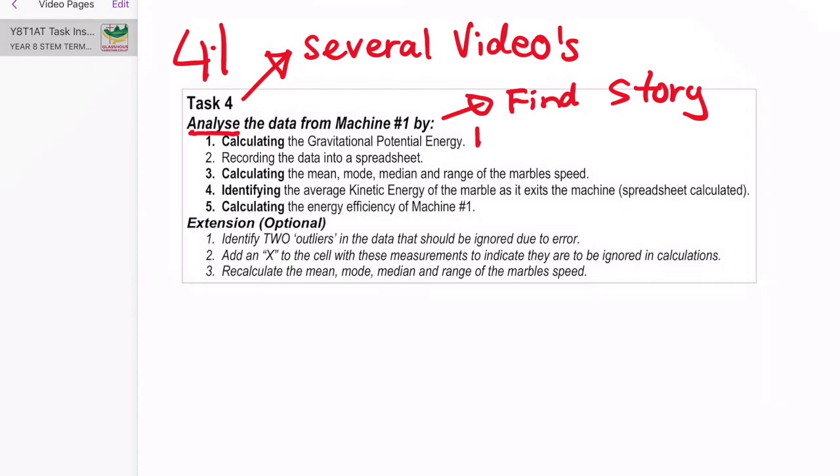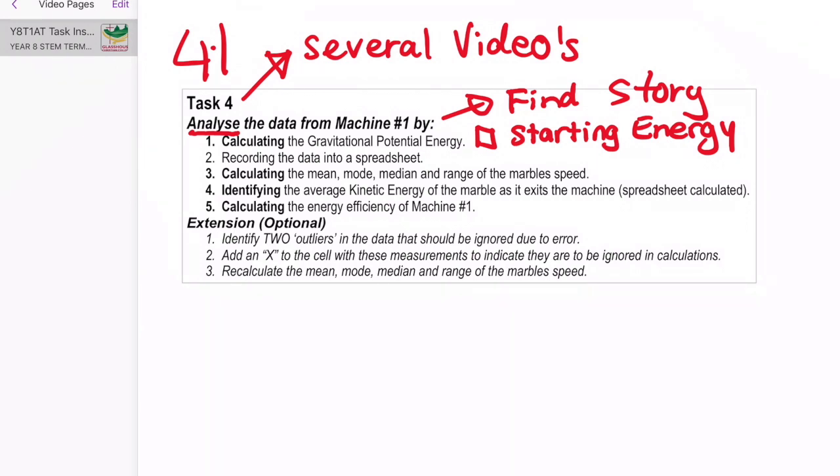First of all, it wants us to calculate the gravitational potential energy of our marble. That is the starting energy. How much energy our marble had at the very top of the ramp before we let it go. So that's the first step that we're going to show in this video.